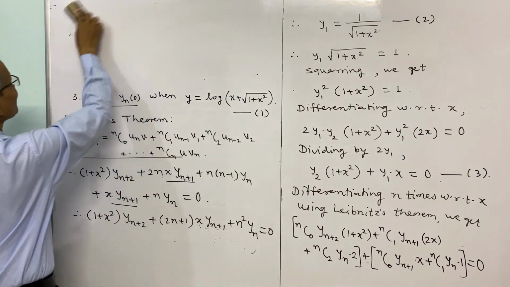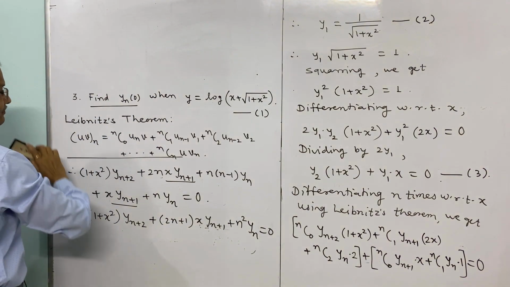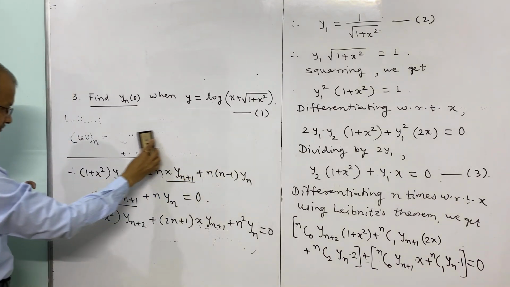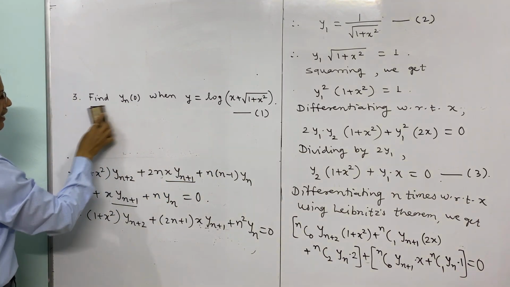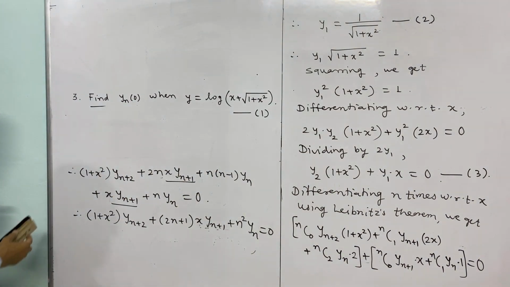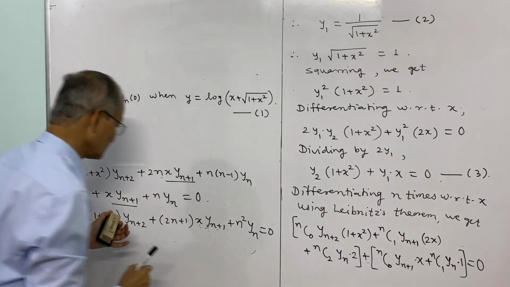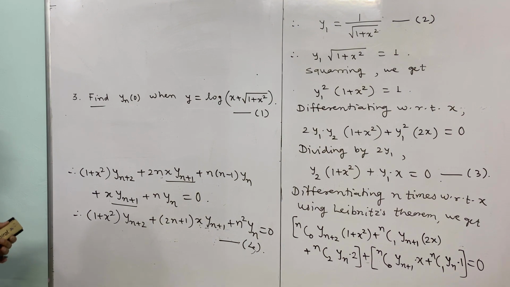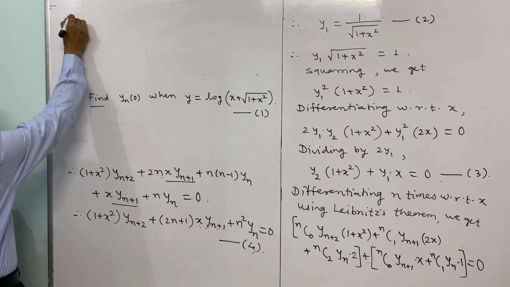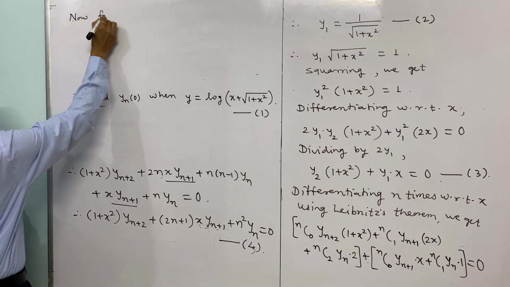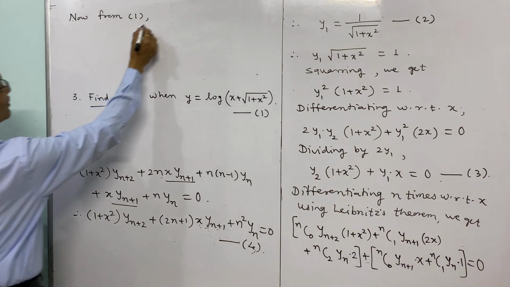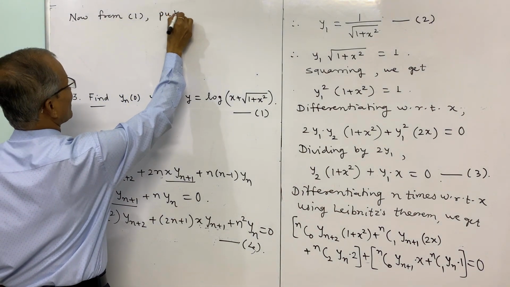These functions we have denoted by 1, 2, 3. And so this we have used. And finally we consider this as our fourth equation. Now from 1, what is y at 0? Putting x is equal to 0.